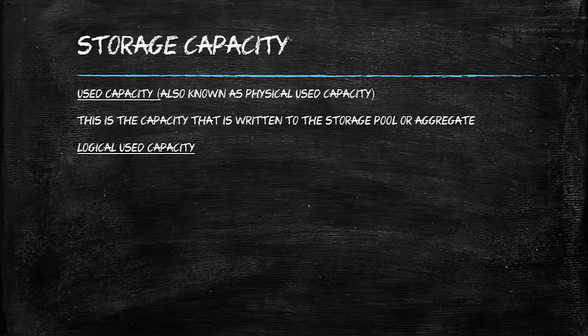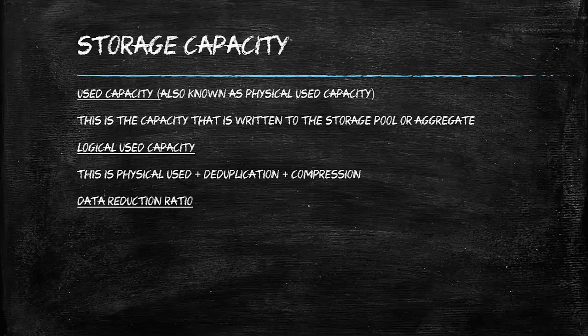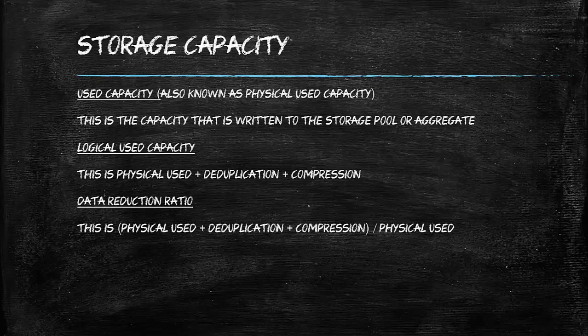So when we look at it, the physical used is the highest layer. The next layer is logical capacity. Logical capacity includes the dedupe and compression, right? So when we look at physical used, we add dedupe and compression values. That gives us logical capacity. Now we can calculate a data reduction ratio: physical used plus dedupe plus compression, divided by physical used.